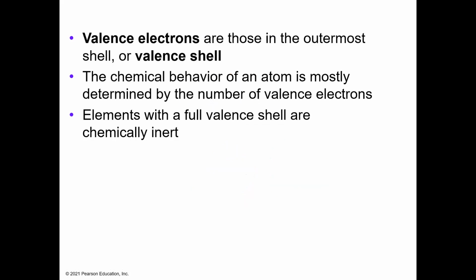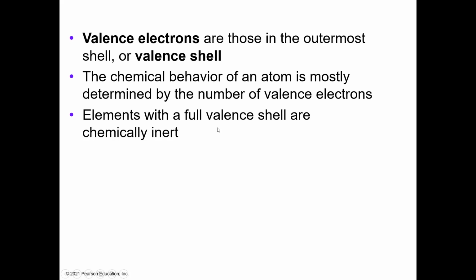Now, the outermost shell that contains electrons is called the valence shell, and those are called the valence electrons. These are the most important electrons in an atom. It is the outermost shell, the outermost ring around an atom, that will determine the behavior of that atom. And so the number of electrons can really shape the way that atoms interact with each other.